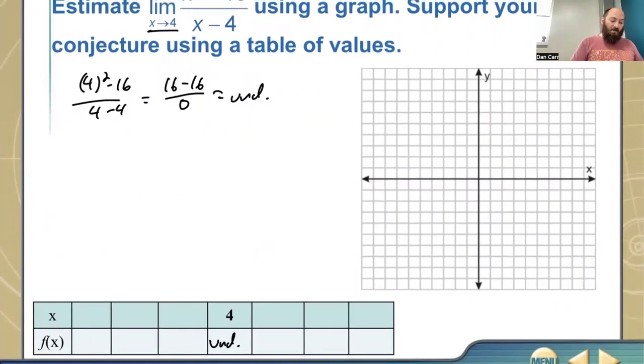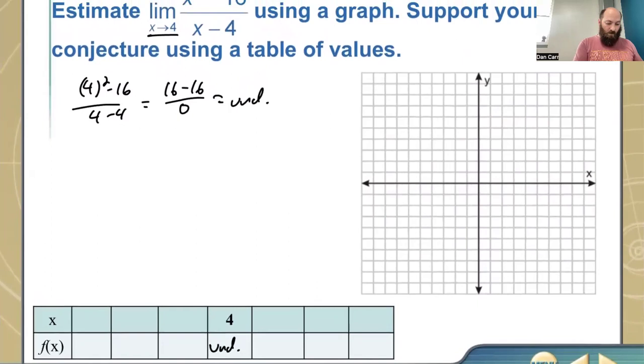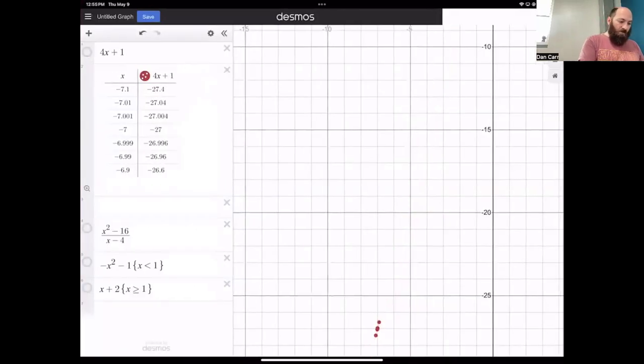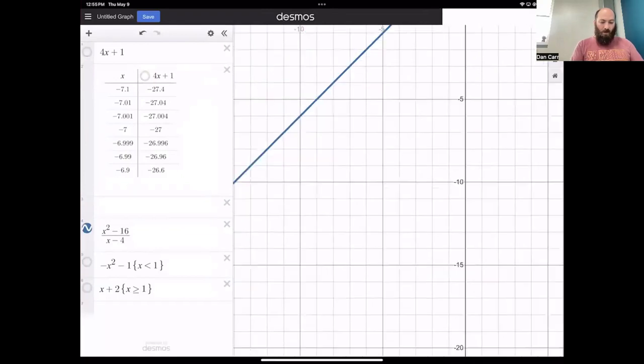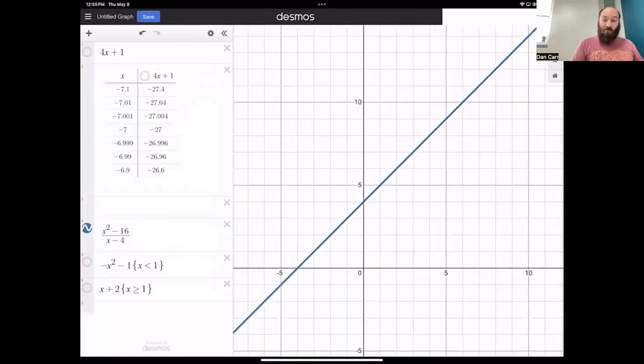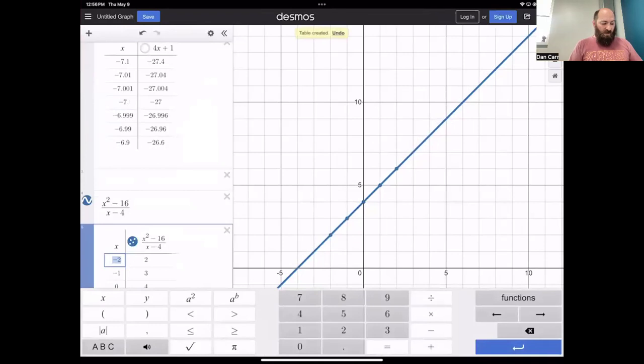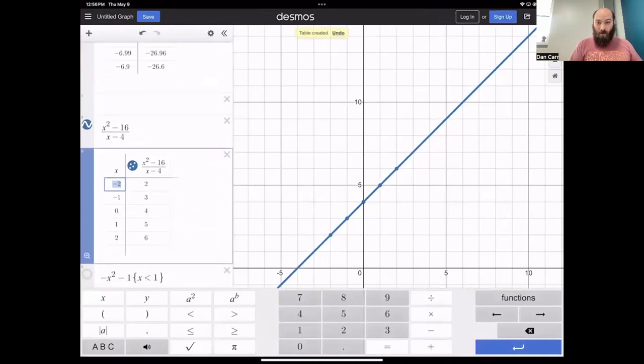Okay, so let's go back to my Desmos real quick. There we go. Turn this one off. So let's go to this one right here. We're looking at approaching 4, and as you can see, we are getting closer to 4. Then we get this moment that's undefined, but then it's continuing on. So we see how the graph exists everywhere else except for that one moment.